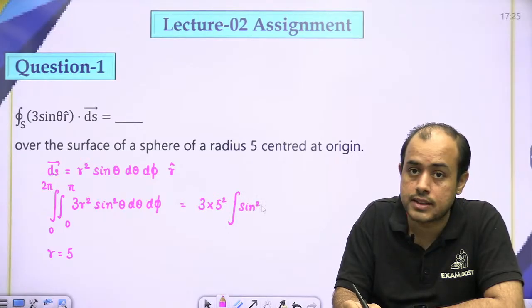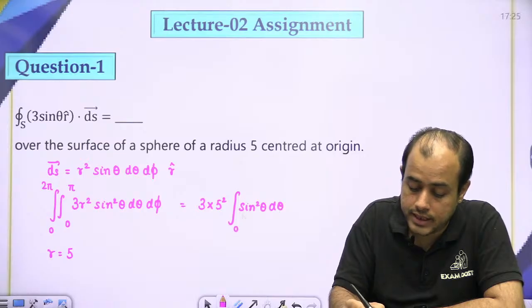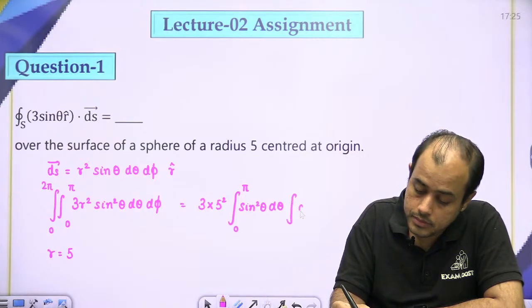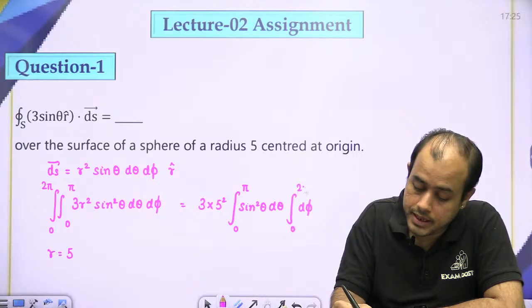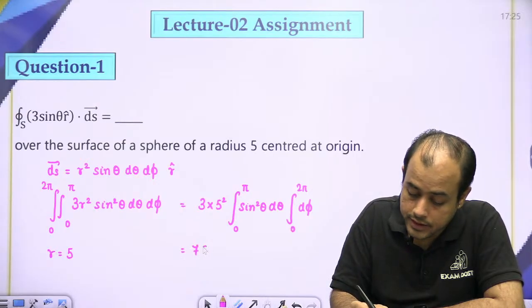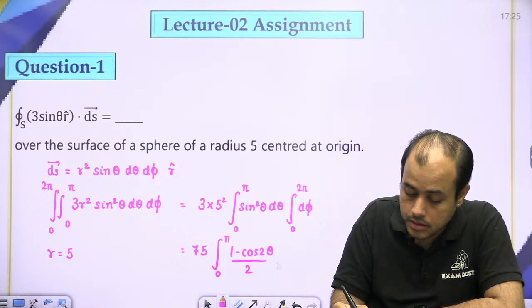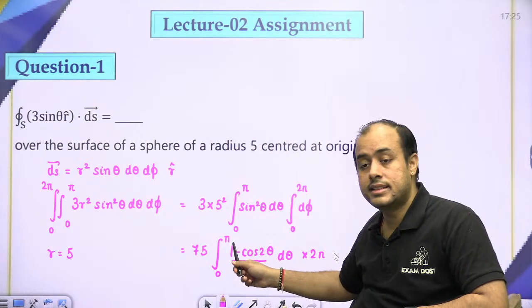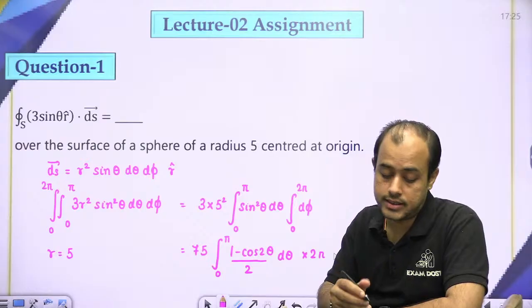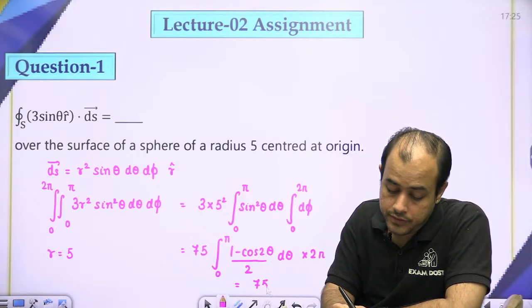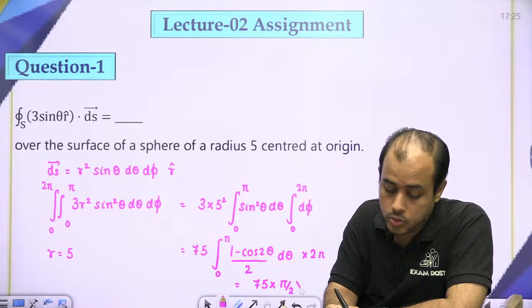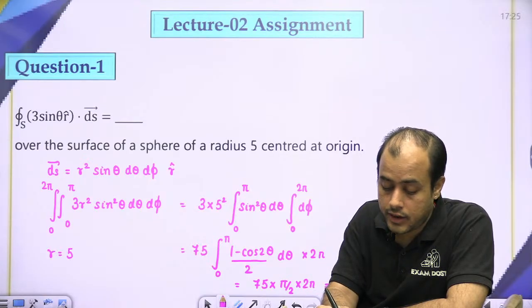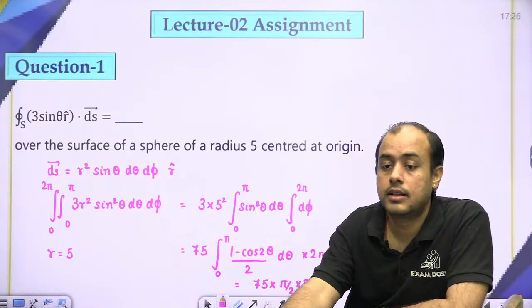Now both the functions are independent, the function in theta and phi. So 75, and sine square theta is 1 minus cos 2 theta by 2. Now integration of cos 2 theta will be 0 because pi is the period. In one period integration is 0. 75 integration of 1 by 2 will be pi by 2 into 2 pi. So 75 pi square.